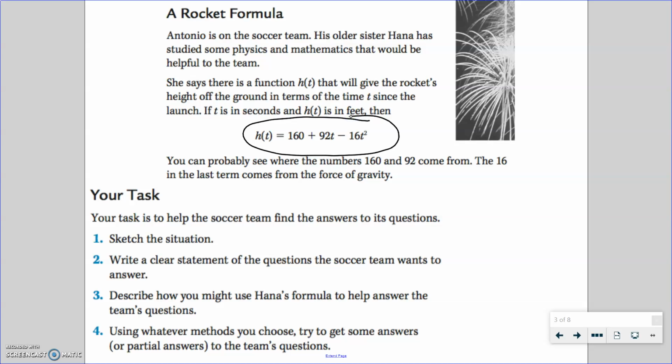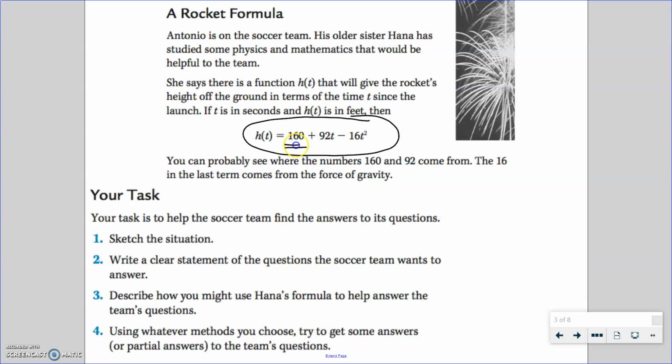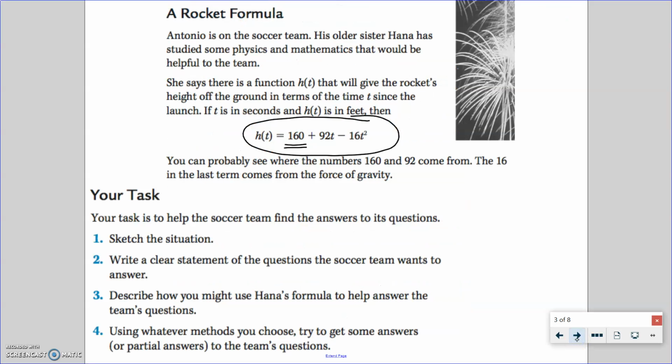So you can probably see where the numbers 160 and 92 came from because, right, top of the tower, 160 feet off the ground. Okay, that's kind of like my y-intercept. And then the 92 must have come from the velocity, right? It was talking about how fast it's being launched, basically. The 16, this is new. The 16 in the last term comes from the force of gravity.